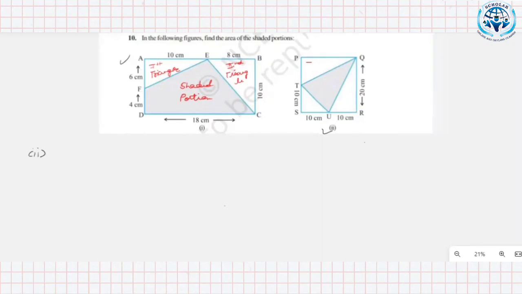The second part, these are three triangles, first, second and third. We will take out the areas of these three triangles and the total area. The same technique we will use here. It is a square, so area of the square PQRS is side square, that means 20 square is equal to 400 centimeter square.